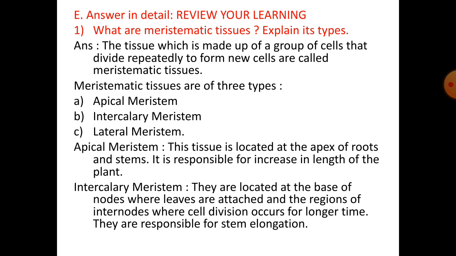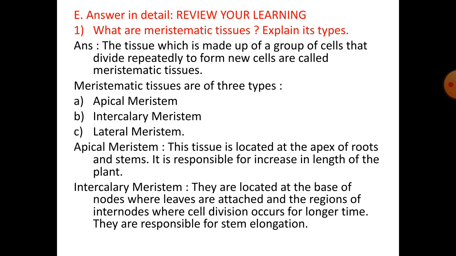Answer in detail of review your learning. 1. What are meristematic tissue? Explain its type. The tissue which is made up of group of cells that divide repeatedly to form new cells are called meristematic tissues. Meristematic tissues are of 3 types: apical meristem, intercalary meristem, lateral meristem. Apical meristem. This tissue is located at the apex of roots and stems. It is responsible for increase in length of the plant.